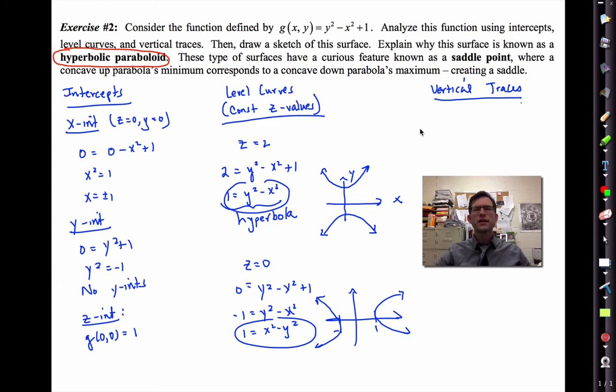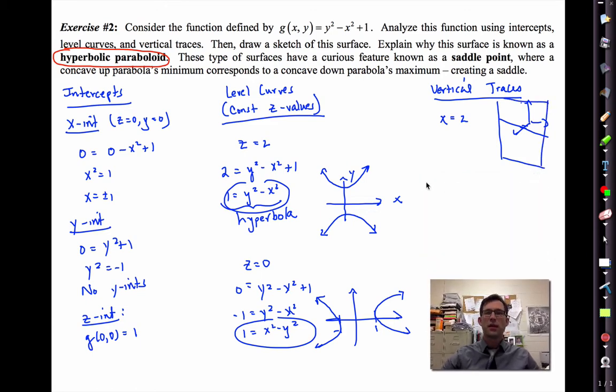Vertical traces. So let's kind of visualize what would happen if I put x equals 2 in, right? Now remember, the idea there, because this is hard to picture, is that I would be taking the plane x equals 2, and I'd be slicing this curve and thinking about what I got. So what would I get? I'd get z equals y squared minus 4 plus 1, so z would equal y squared minus 3.